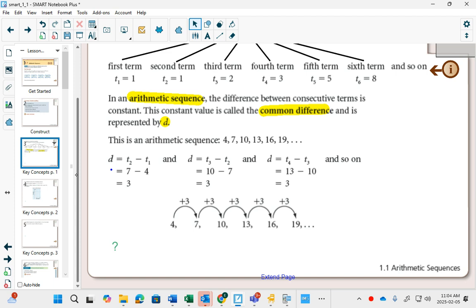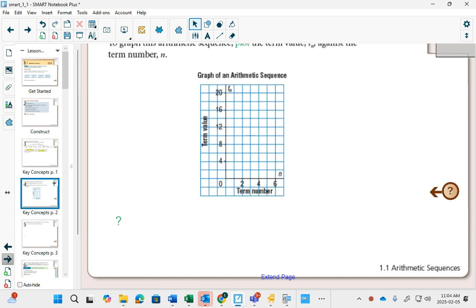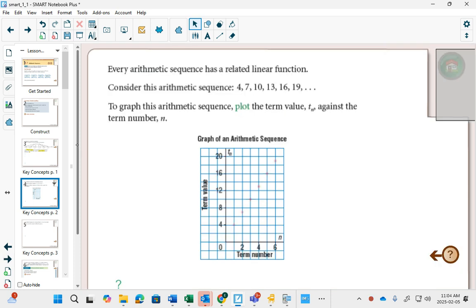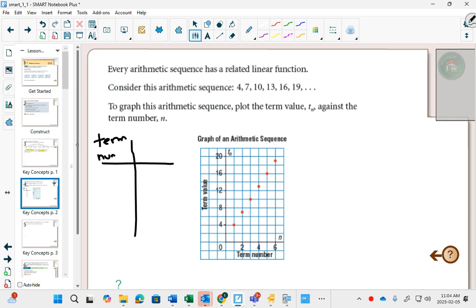And on the activity that we did before this lesson, we saw that if you added the same amount each time, it ended up making a graph that's a straight line. And we even made a table of values, and in this table of values, we have the term number and the term value, and the first term is 4, the second term is 7, the third one is 10, the fourth one is 13, and so on.